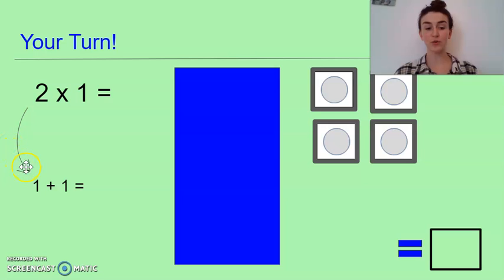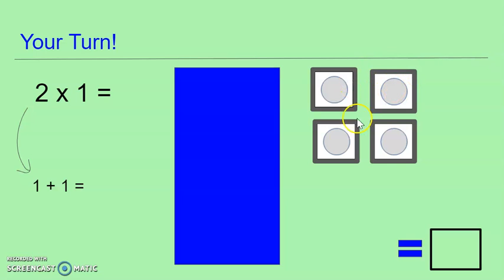Below that, it's going to show you what the addition problem is that is the same thing as that multiplication problem. So for example, 2 times 1 is 2 groups of 1, which is the same as 1 plus 1. Your job in these activities is to move the correct number of groups into this blue square right here, okay? This blue square is kind of like your answer box, okay? So this blue square is going to be where you put your groups of dots, okay?